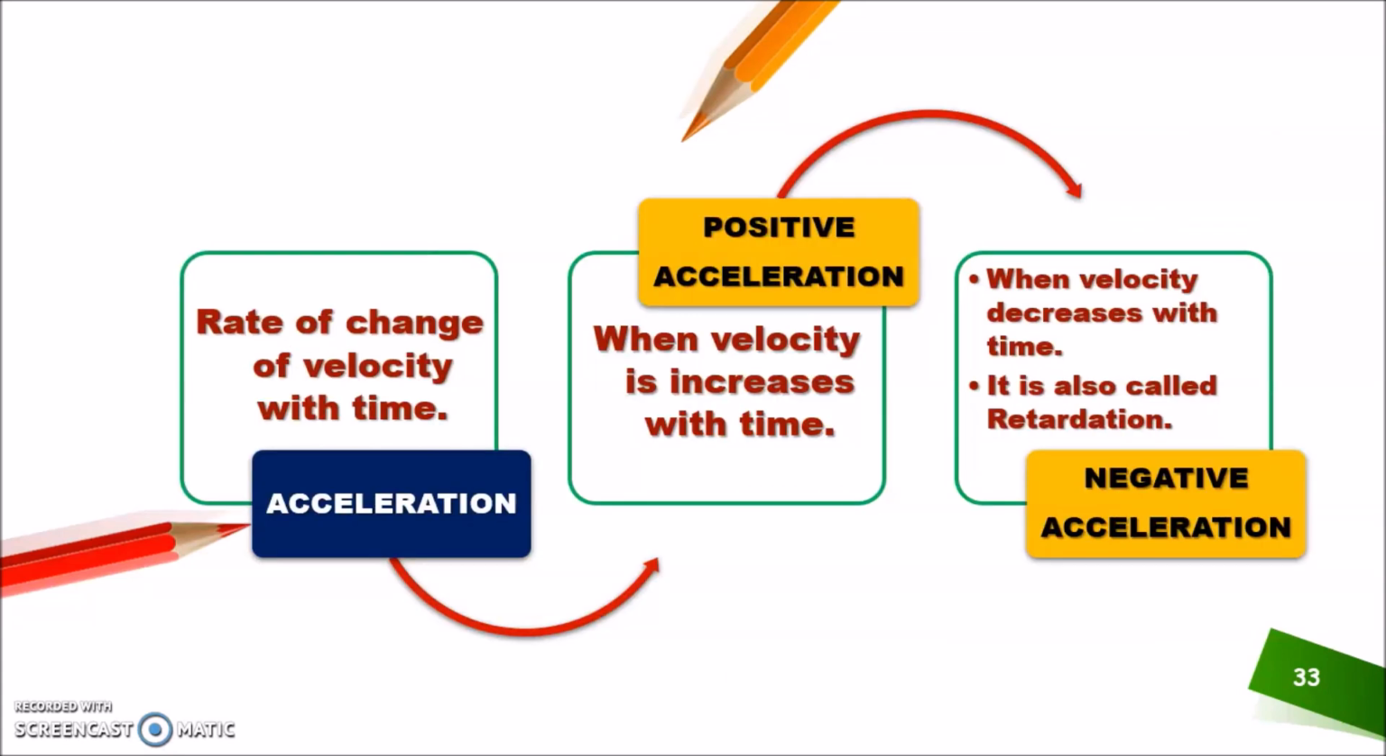Okay students, now we have two types of acceleration: positive acceleration and negative acceleration. If velocity increases with time, for example, if the velocity of a car is 5 meter per second and after 2 minutes its velocity becomes 10 meter per second, then in this case velocity increases with time, so this acceleration is positive acceleration.